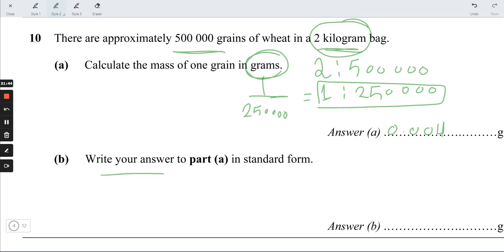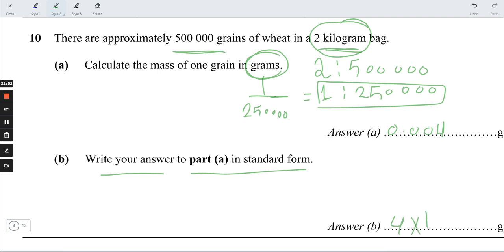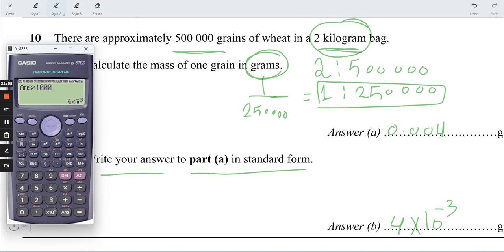Now write your answer to part A in standard form. Writing it in standard form, it's 4 times 10 to the power of minus 3. Once we used our calculator, the first answer was 4 times 10 to the power of minus 6, but this is in kilograms, and they are asking us to calculate the mass of 1 grain in grams. So I should multiply it by 1,000. Once I multiply it by 1,000, it's 4 times 10 to the power of minus 3.